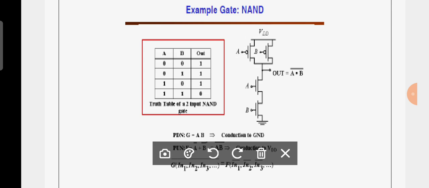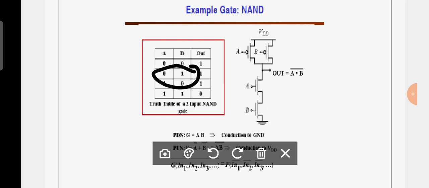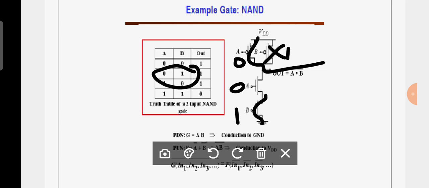Now you can observe that if A is 0, B is 0, both transistors will turn on, this transistor will turn off. What is the output? 1 is the output. Is it clear? Now if A is 0, B is 1, this will be off, but there is a path here. There is no path here, it will come like this and it will stop here itself. Therefore what is the output?